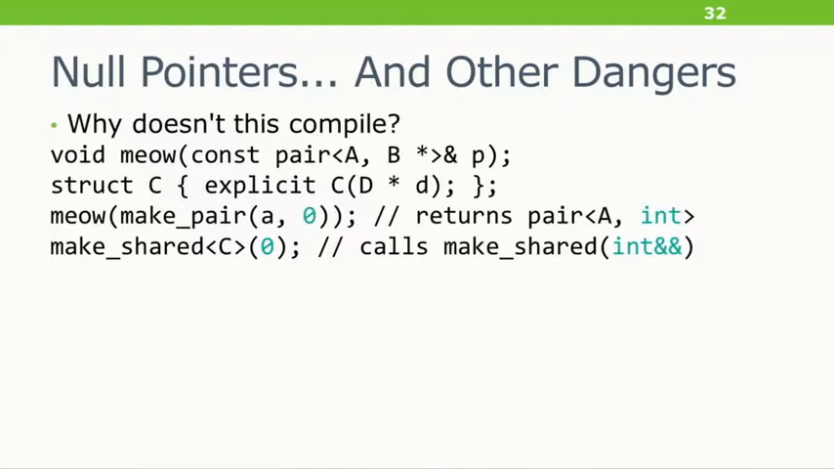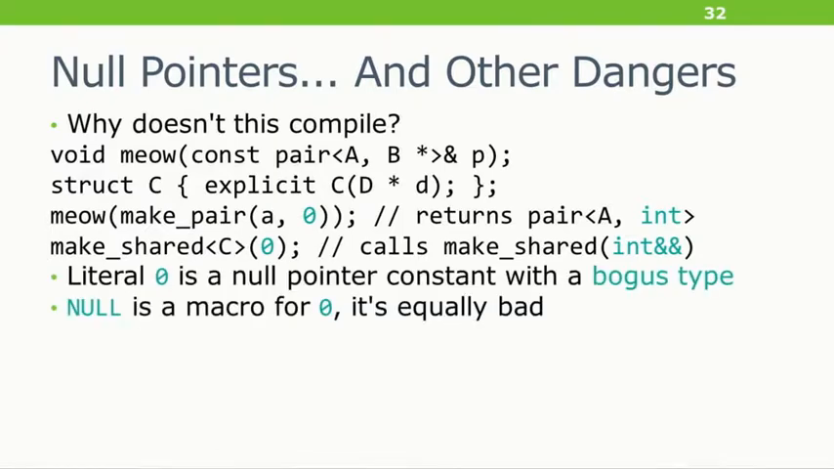You feed it to a template, and it says, wow, you got an int there, cool. So make_pair(a, 0) returns a pair of A and int. And then int is not convertible to B star. That's bad. Or make_shared is going to call make_shared with int&&, and int&& is not convertible to D star. There's this rule in C++98 and in C that the literal 0 is a null pointer constant. It can be converted to a raw pointer. But that's specific to the literal. The type is wrong. The type is int.